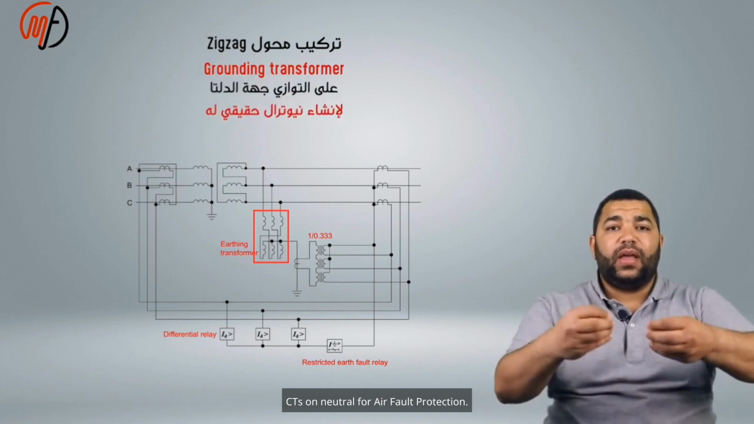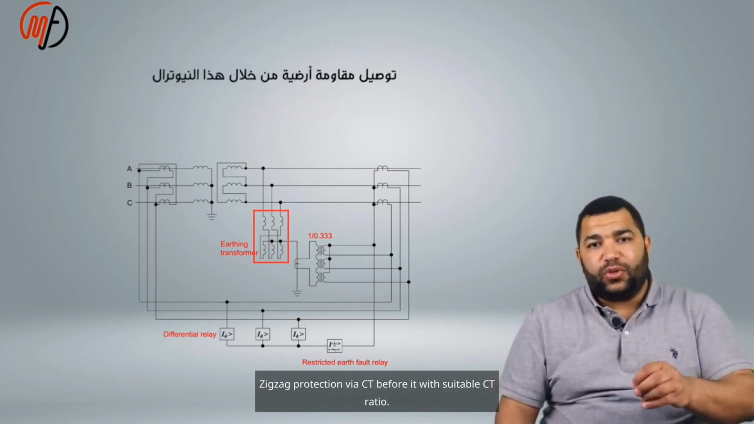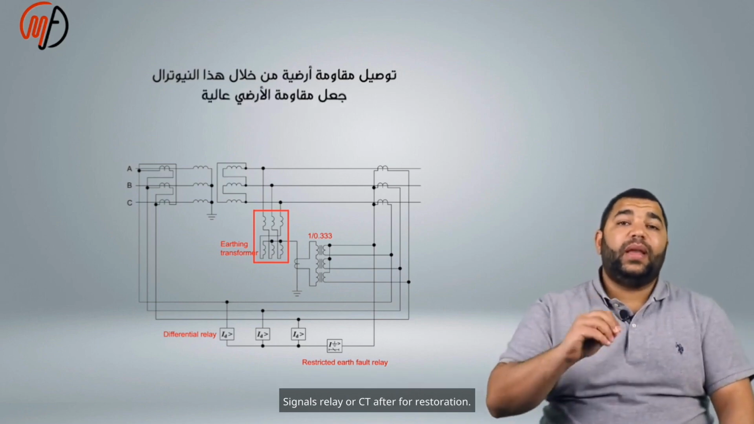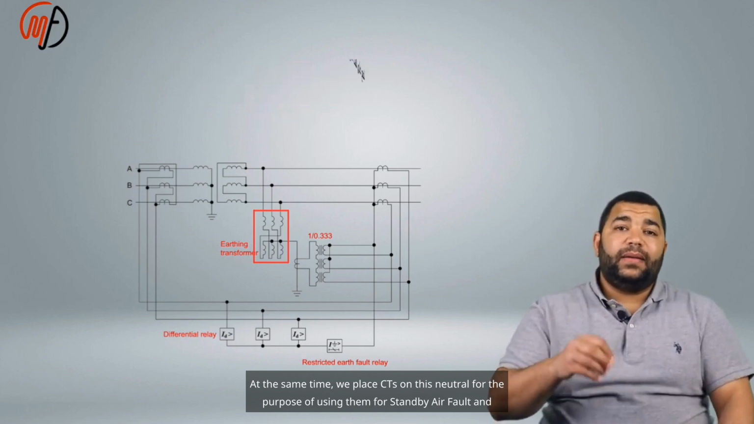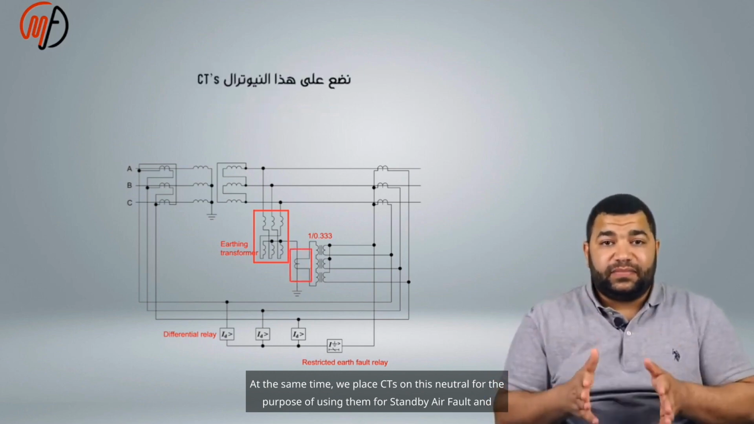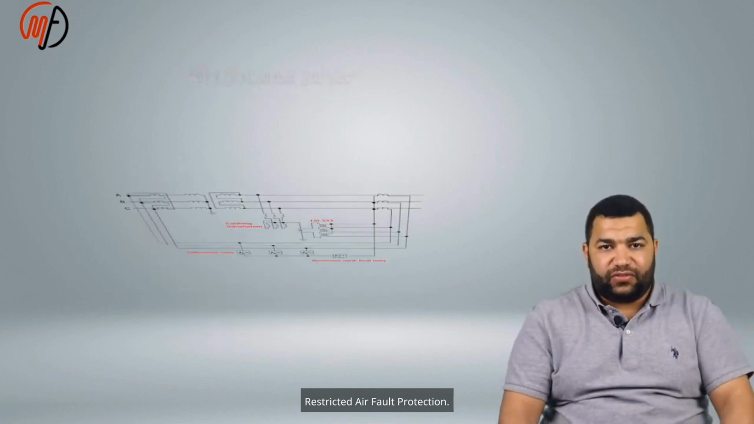CTs on the neutral for earth fault protection. Zigzag protection via a CT before it with a suitable CT ratio signals the relay, or a CT after it for restoration. At the same time, we place CTs on this neutral for the purpose of using them for standby earth fault and restricted earth fault protection.